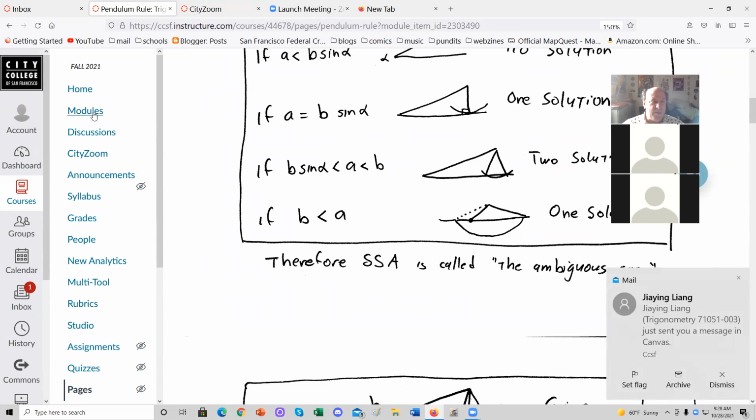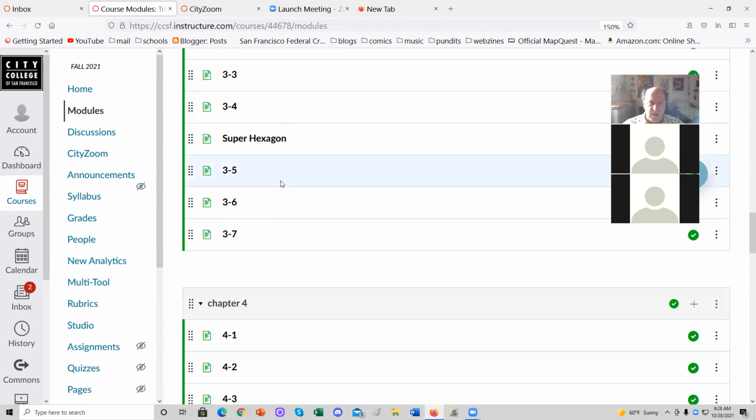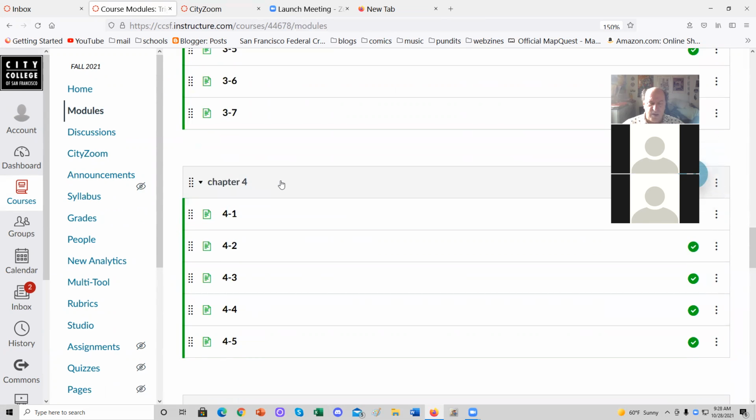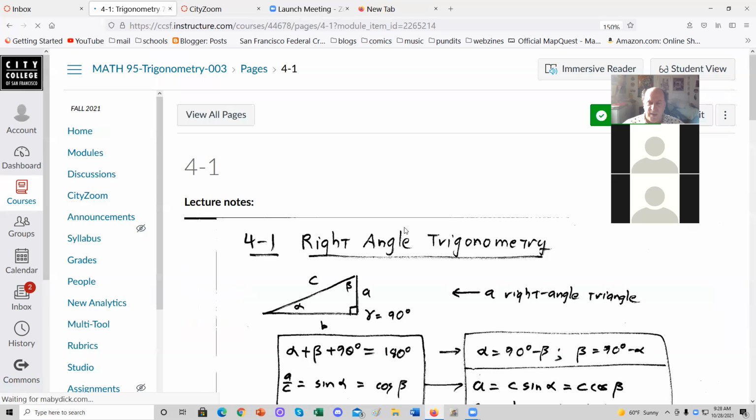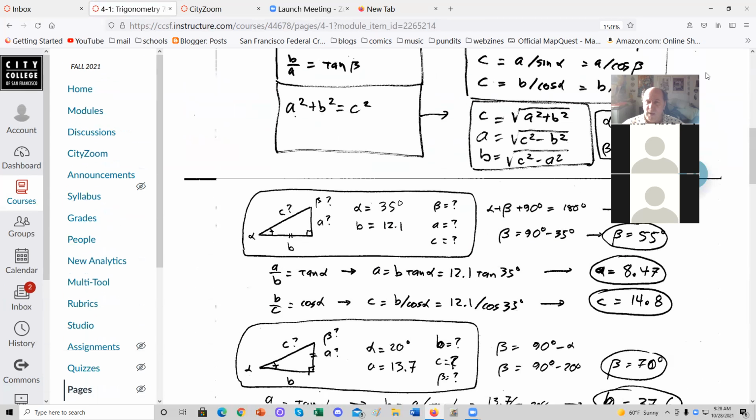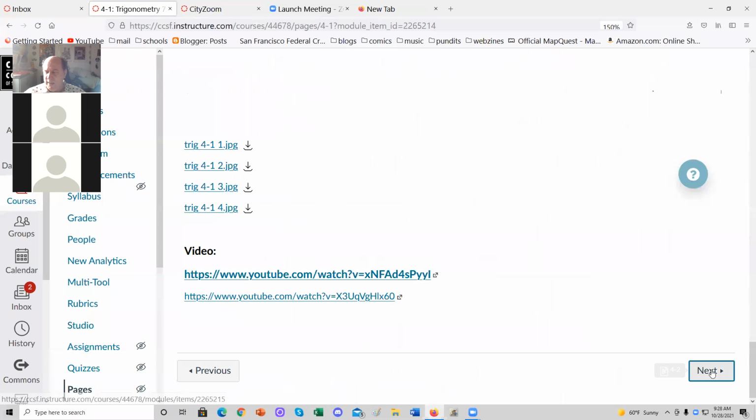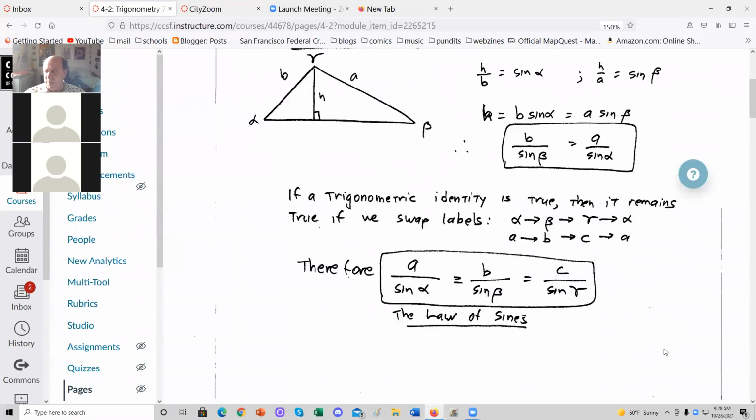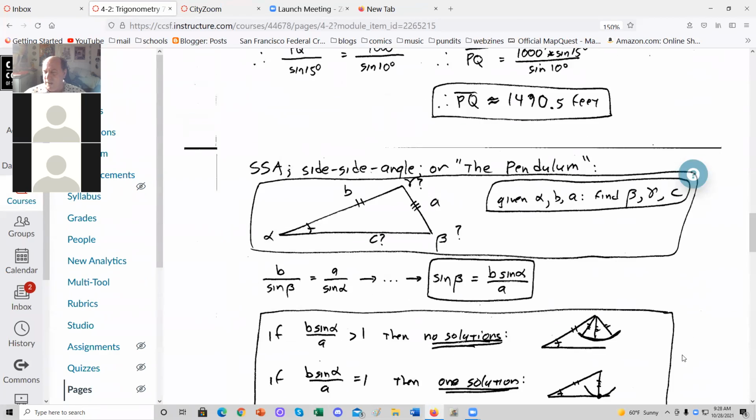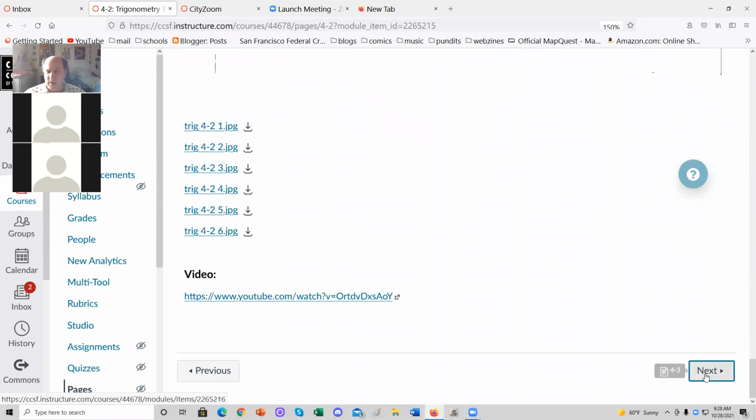Modules. Back to where we were. Next time we will cover section 4.2. Oops, sorry, we already did that. My apologies. Next time we'll cover 4.3. Here we go.